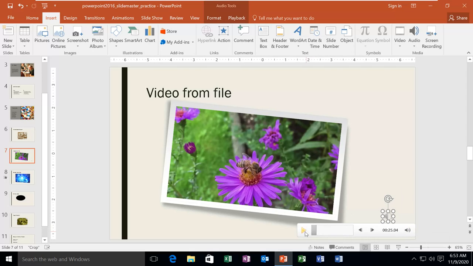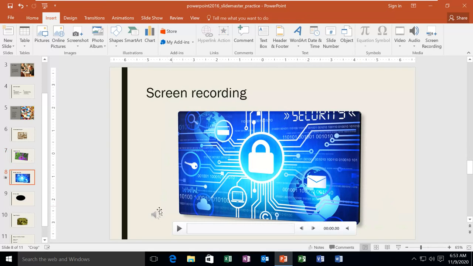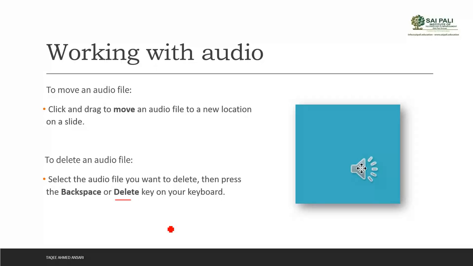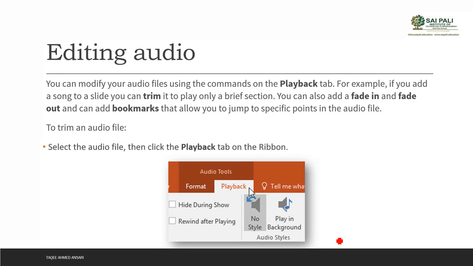Then when you're done, you can stop. And even if you don't want the audio, you can just select it and press the delete key and it will be deleted. Now just like the video, you can also modify the file using the playback tab. Here we can trim the audio file for a brief section. Then we can also add fade in and fade out, and also add a bookmark, same as for video.